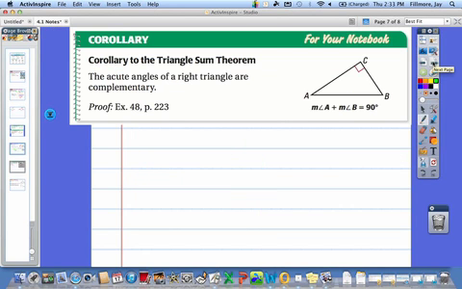The last thing we're going to talk about is a corollary. A corollary is kind of similar to a theorem. It's basically something that's easily proven using a theorem. So it's still kind of a theorem in that it needs to be proven, but it's something that's very easily proven with maybe 1 or 2 steps using a theorem.